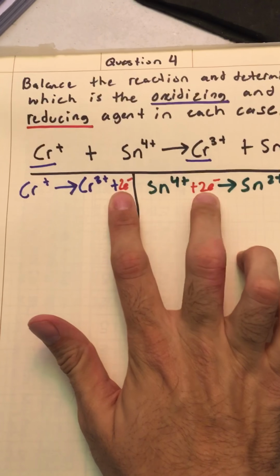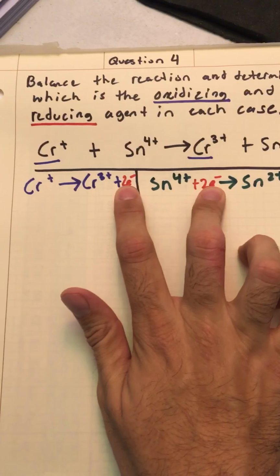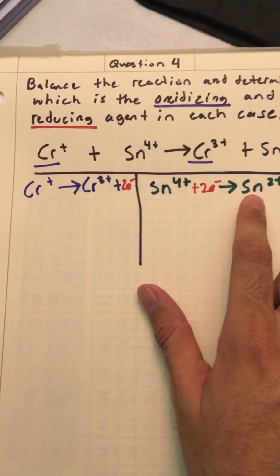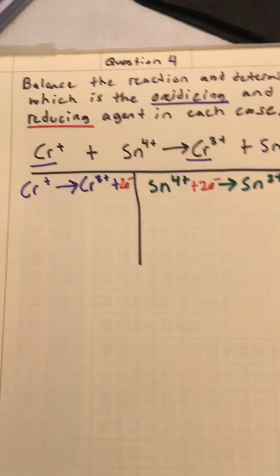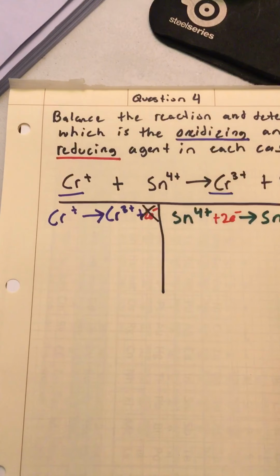Now let's look at both of these equations. Both of them have 2 electrons, so we don't need to multiply this by anything. It's fine the way it is because the electrons will cancel out on both sides. We can go ahead and do that now. Cancel out both electrons.